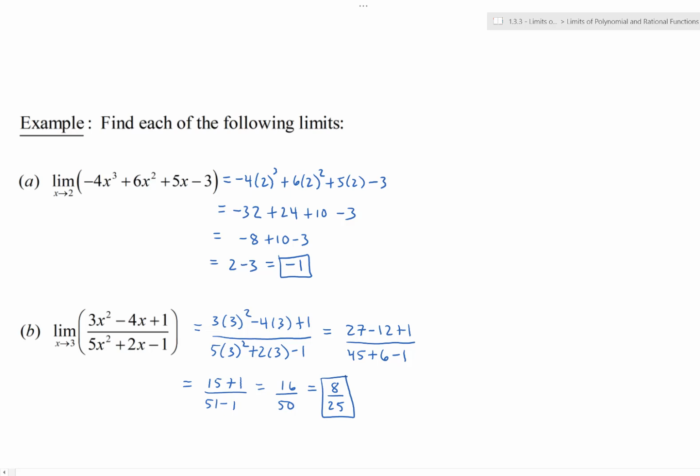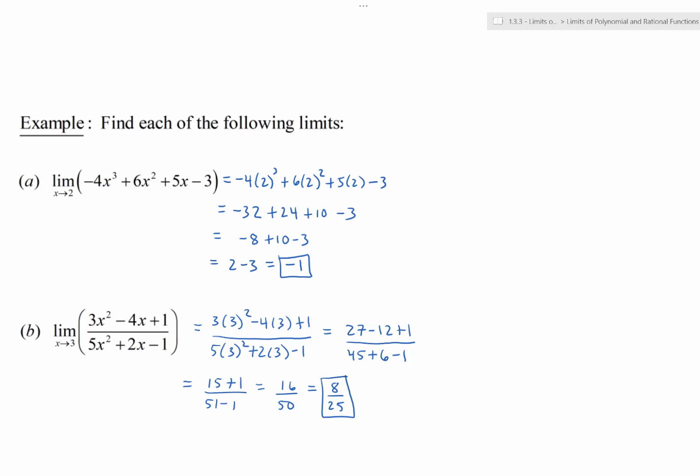So it's a short video showing that limits of polynomial and rational functions are just the corresponding output values of those functions, but understanding that for the rational function, the denominator should be non-zero in order for us to do this. And that's the end of that video.